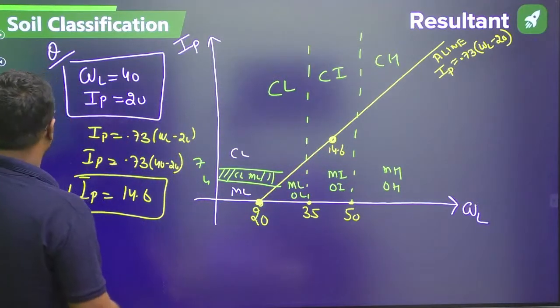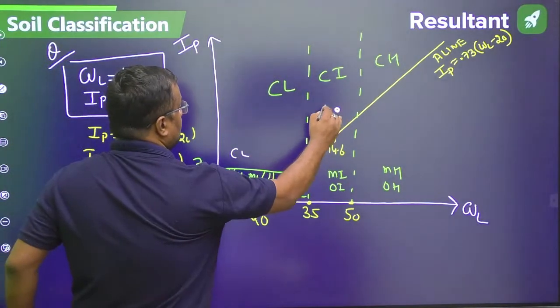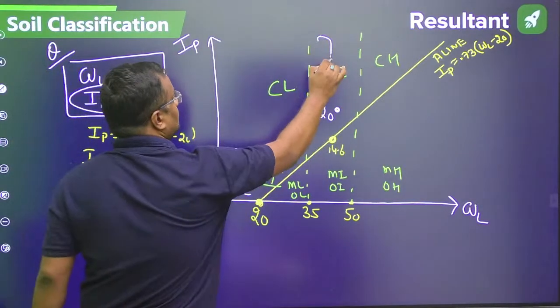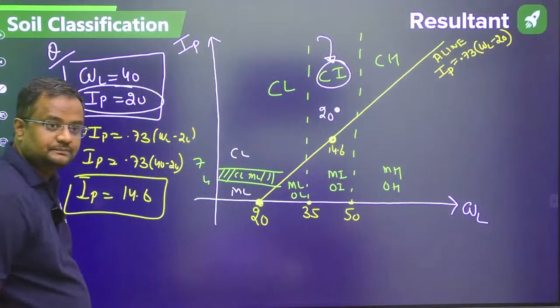And our IP is bigger. Our IP is 20, which is bigger than 14.6. So it will be CI. Got it?